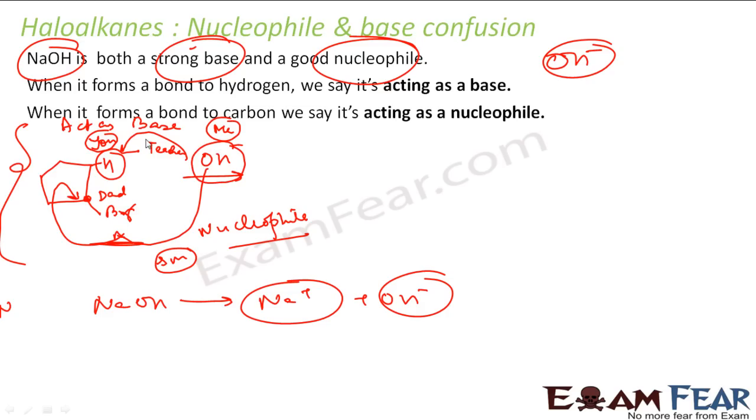Same OH⁻, when this guy is attacking a hydrogen, this is a base. Same OH⁻, when this is attacking carbon, is a nucleophile. Hope with this you got a clear picture of what is a nucleophile and what is a base. Both are the same compound, right? But it all depends on whom they are interacting with. Are they attacking hydrogen? Are they attacking carbon? That tells whether it is a base or a nucleophile. Correct? So they are not different compounds, they are the same compounds.